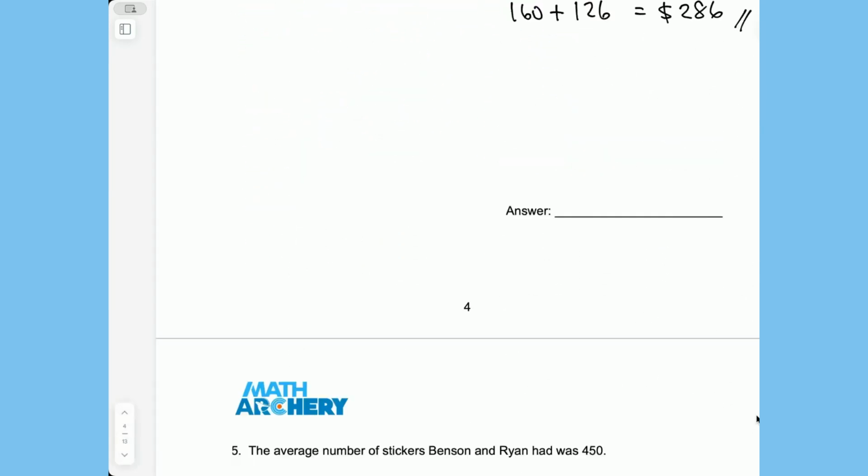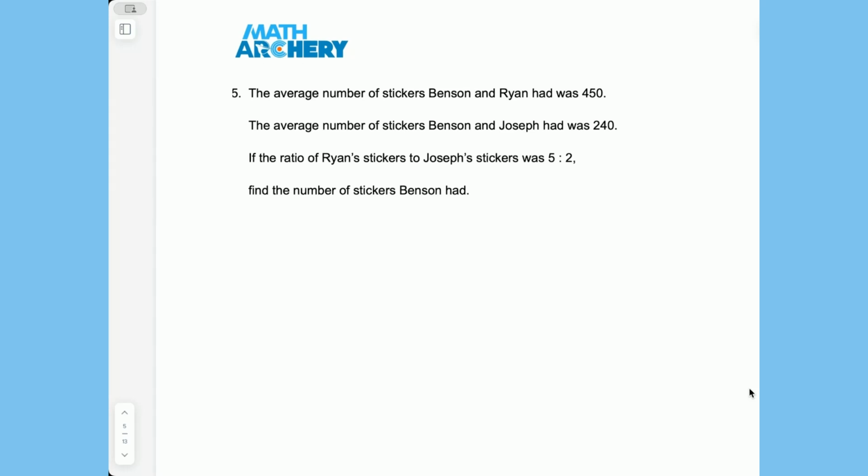Okay, for question 5. Now the average number of stickers Benson and Ryan had was 450. And the average number of stickers Benson and Joseph had was 240. The ratio of Ryan's stickers to Joseph's stickers was 5:2. Find the number of stickers Benson had. So let's just write down what we know.